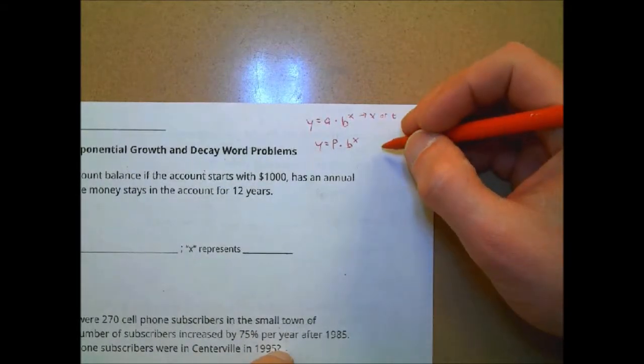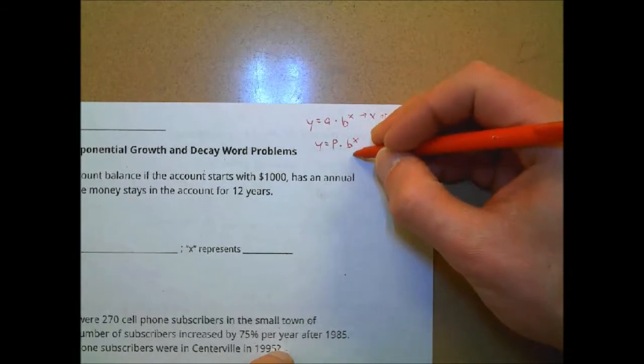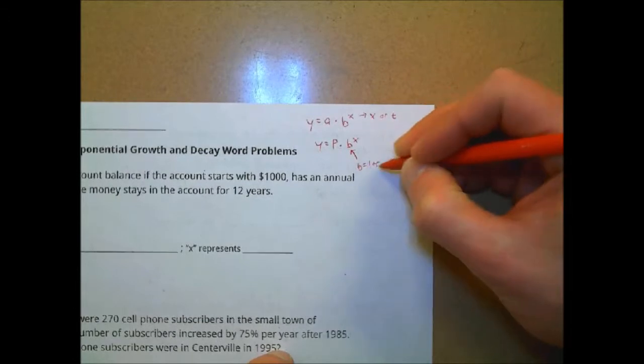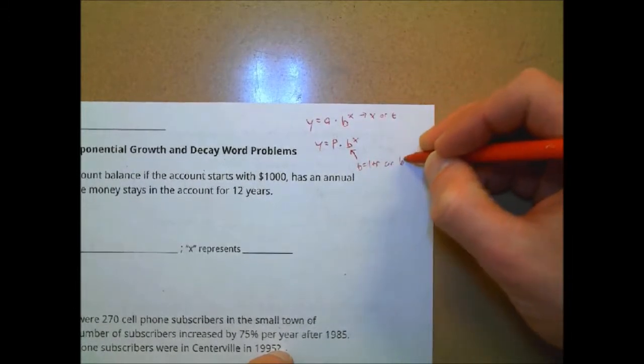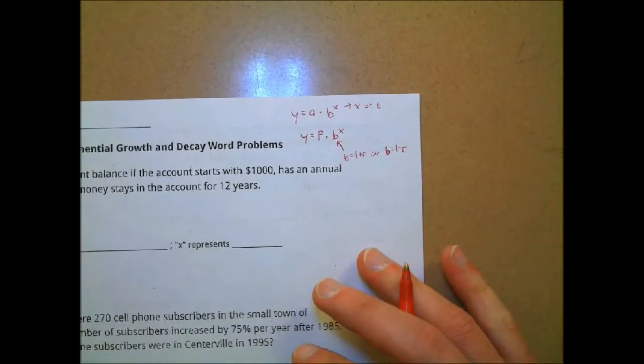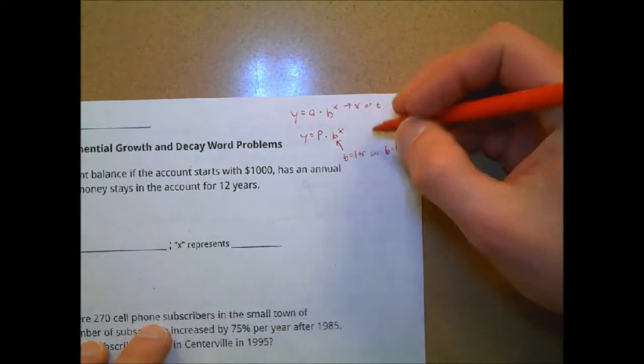The other thing I wanted to remember is that b is equal to 1 plus r, or b is equal to 1 minus r, depending on whether we have a growth or a decay. So that's the other thing I want to remind us of there.